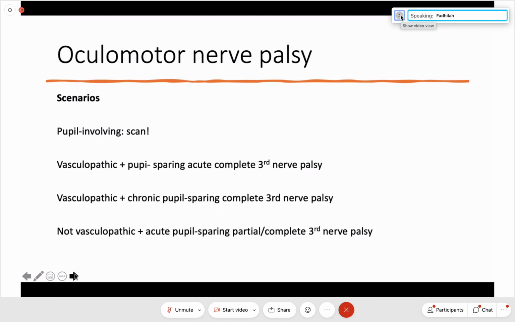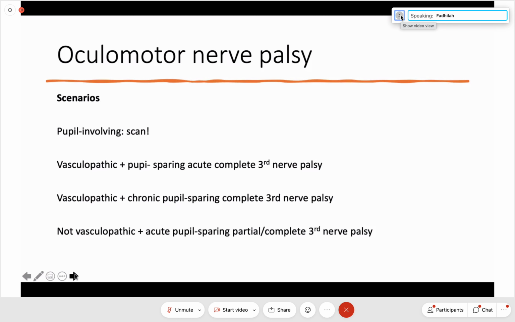In this sense, some experts say that you would just follow up because it's complete, and complete is usually ischemic in nature, could be secondary to vasculopathic. But for me, I would still scan the patient. All right, because you never know, maybe after that the pupil would start to be affected, and then only you see some changes on the pupil.